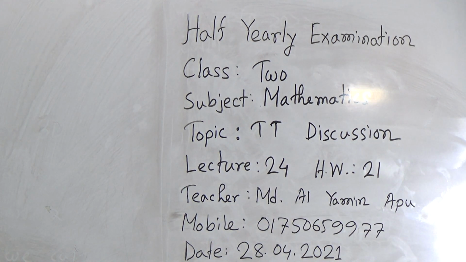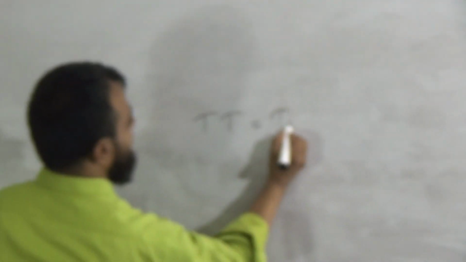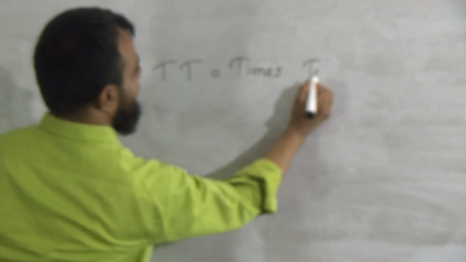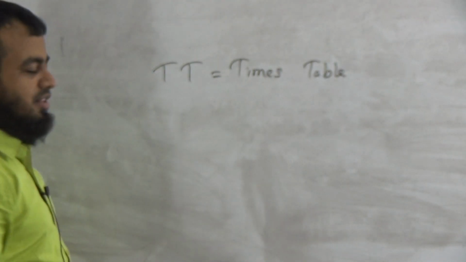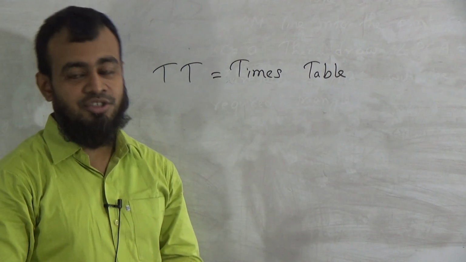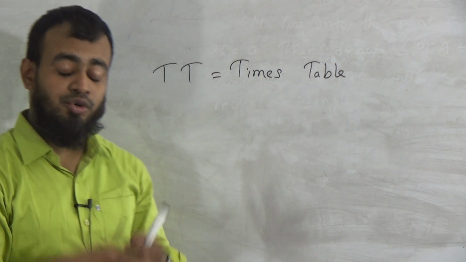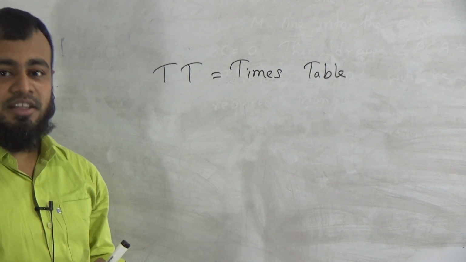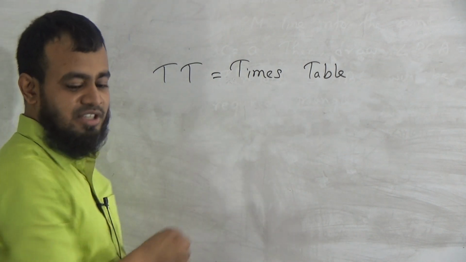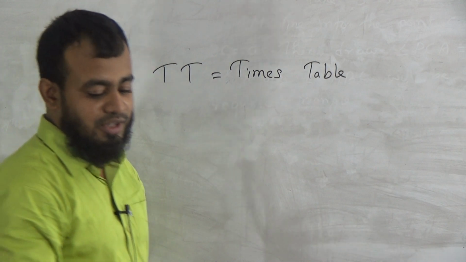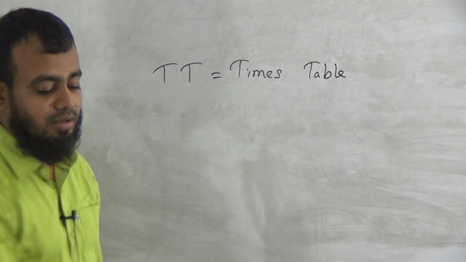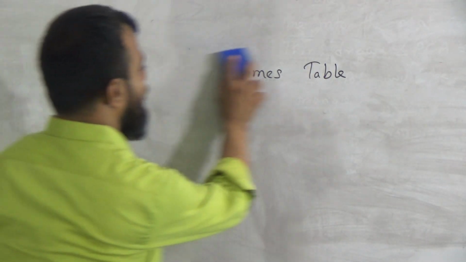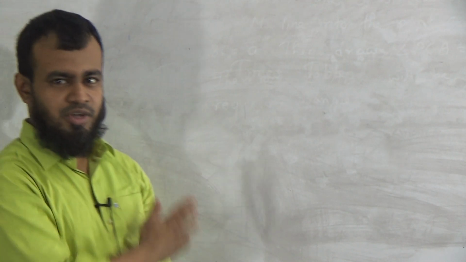Times table discussion. TT means what? TT means times table. Dear students, the times table is needed for your multiplication and division. That means for doing the multiplication and for doing the division, you must memorize the times table. You have the times table for the half yearly examination from 1 to 12. You need to memorize all the times tables. I will write down the 2, 3 or 4 times table today on the board.